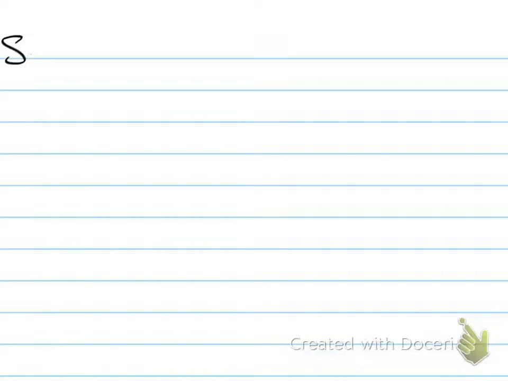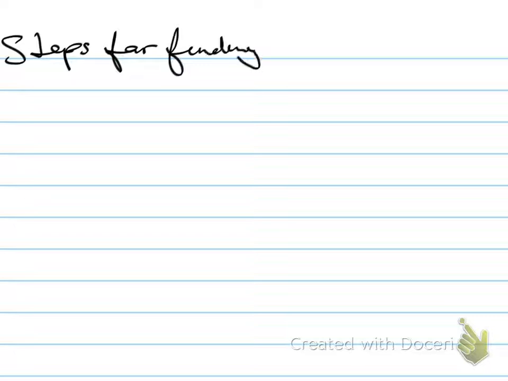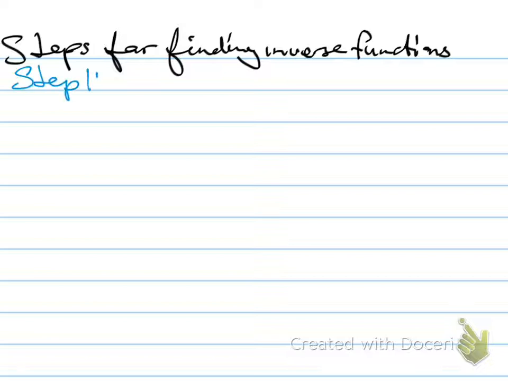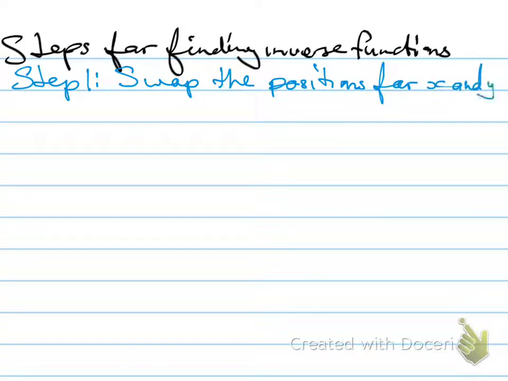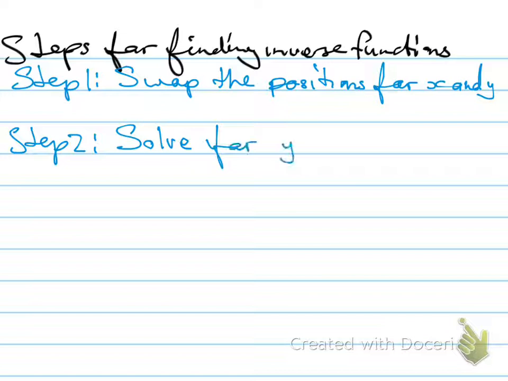Are we together? Now let's look at the steps for finding the inverse of a function. There are 2 steps. Step number 1, you swap the positions of x and y. Where there was y, you put x. Where there was x, you put y. And then step number 2, you solve for y, or make y the subject of the formula.